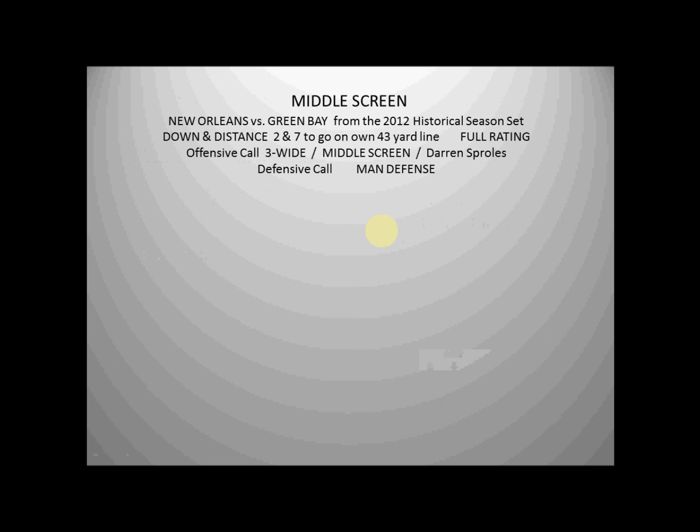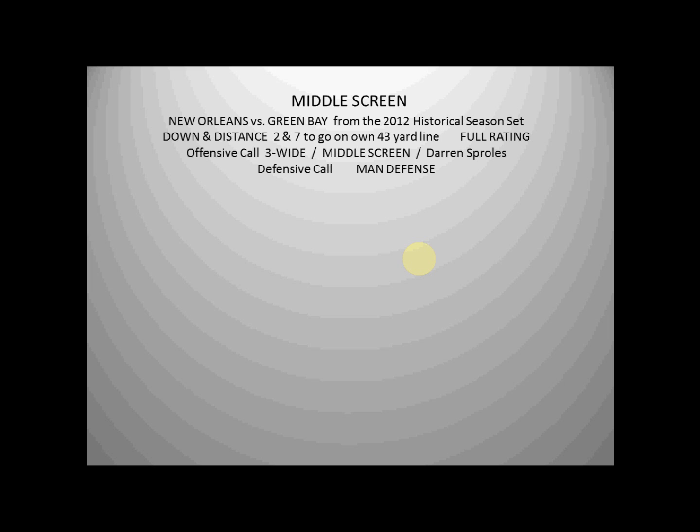So let's look at one here. Let's say we're going to call a middle screen. And it's New Orleans versus Green Bay from the 2012 historical season set. Say the down and distance is 2nd and 7 to go on our own 43-yard line. That's a full rating when it comes to offensive tendency by down and distance.